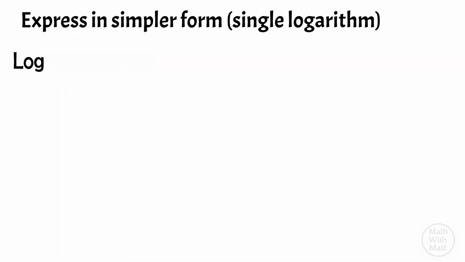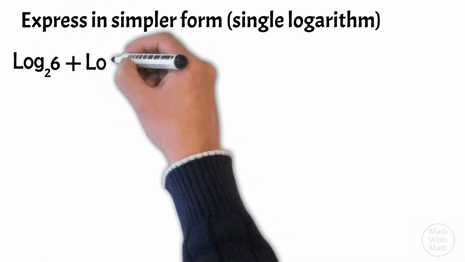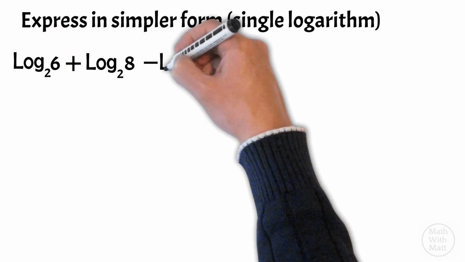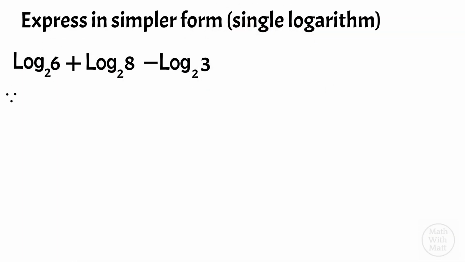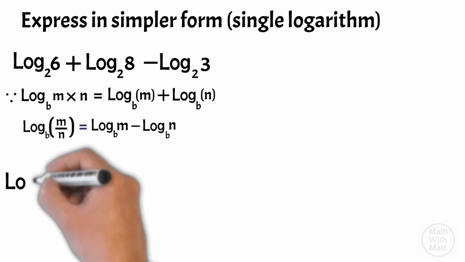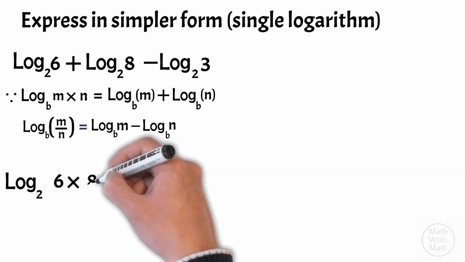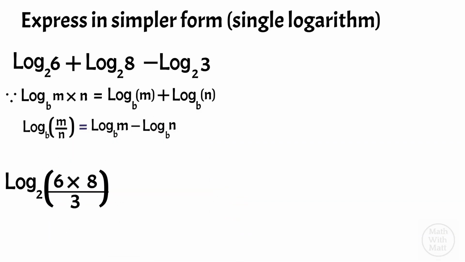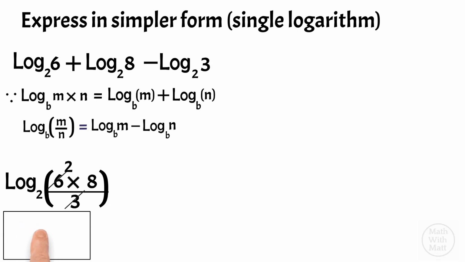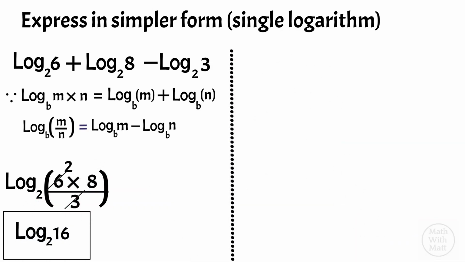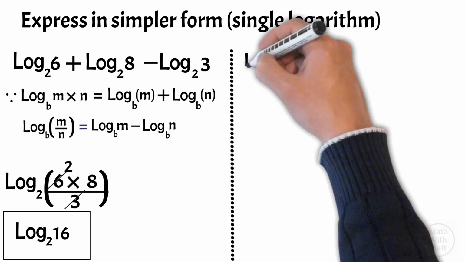Log to base 2 of 6 plus log to base 2 of 8 minus log to base 2 of 3. We use both log of product and log of quotient and get log to base 2 of 6 times 8 upon 3. Here 3 and 6 cancel out to become 2, so our final answer is log to base 2 of 16.